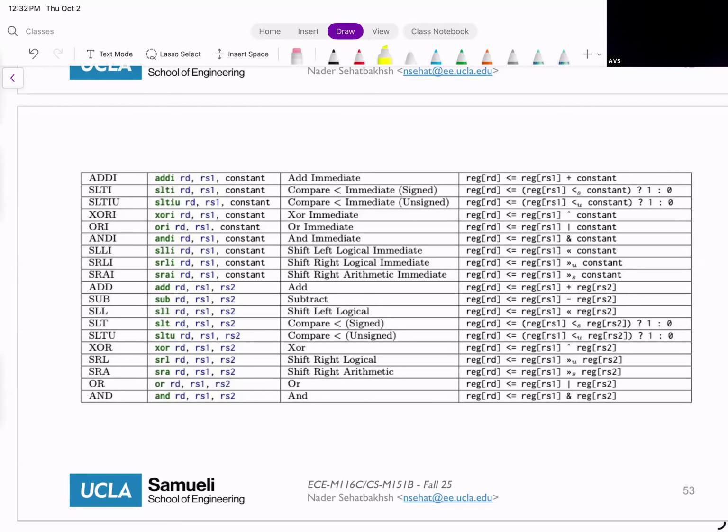Are there any questions here? And again, you don't need to memorize any of these. You just need to understand, and it's fairly simple. You just look at the table and you can follow what's going on. It's just to give you some understanding of how these instructions work. Good.